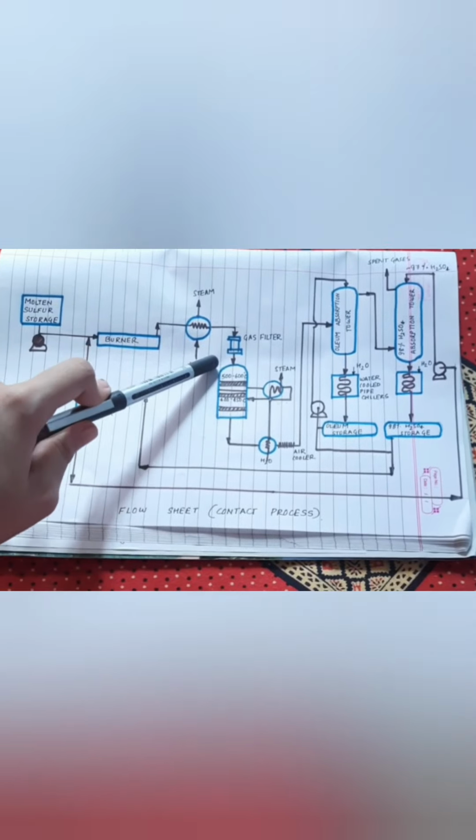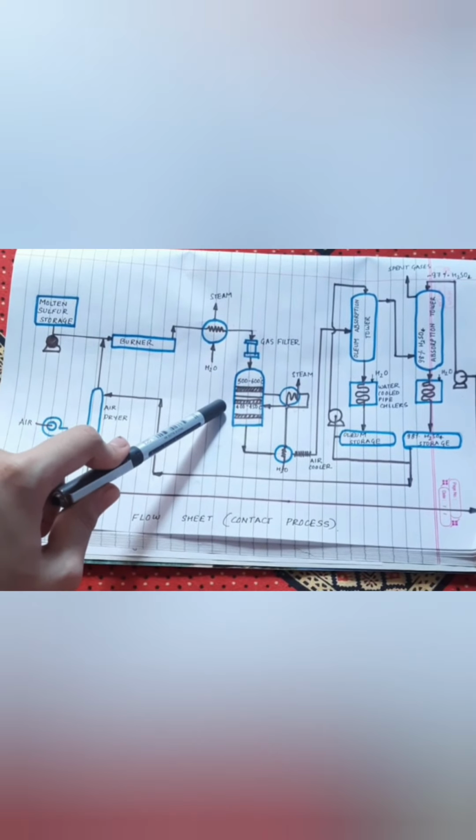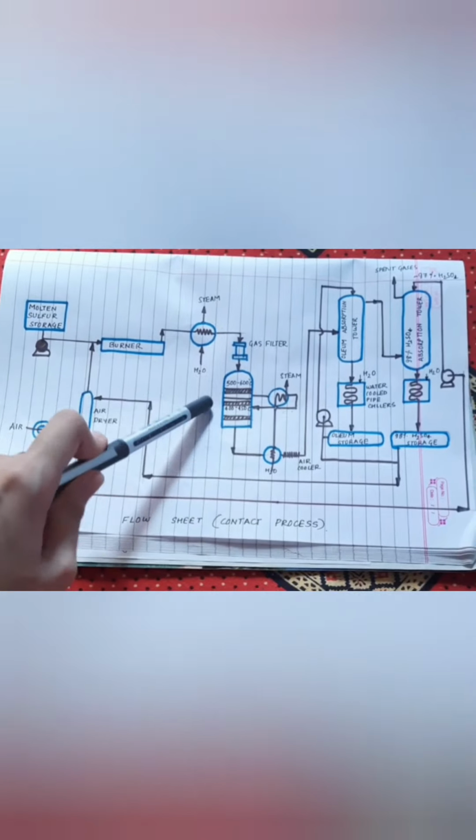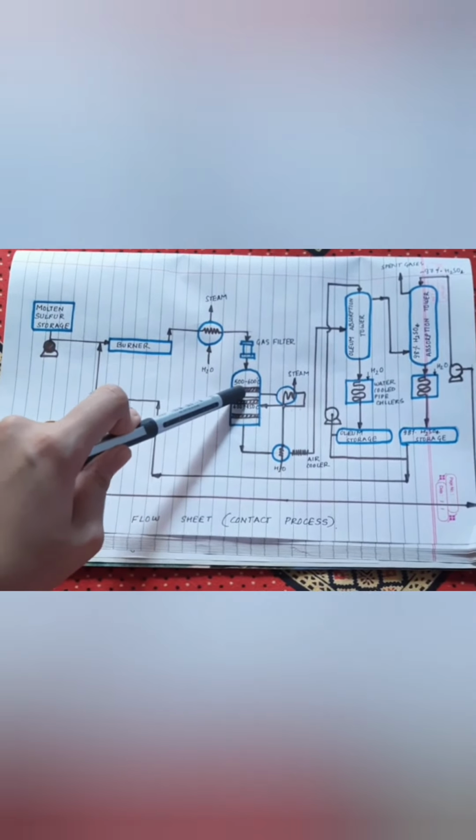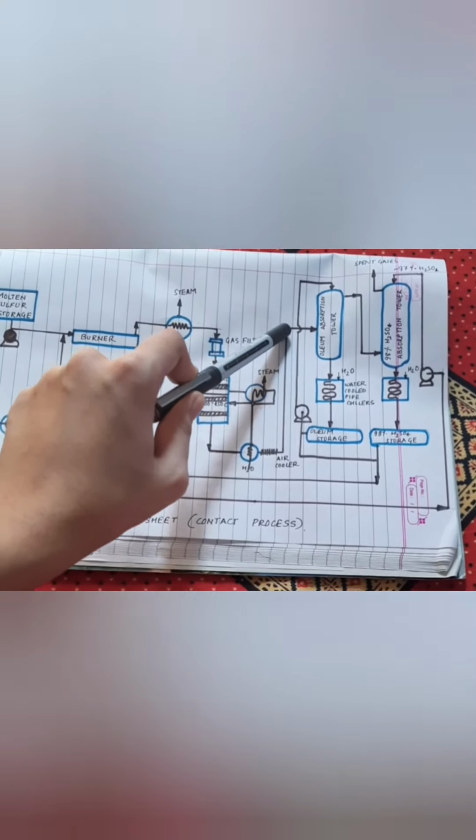So now let's proceed to step 2. Step 2 is to pass through a two-stage catalytic converter. This catalytic converter contains V2O5, vanadium pentoxide, or platinum. As platinum is a costly element, V2O5 is preferred over platinum as a catalyst. Here it is heated to 500 to 600 degrees Celsius and then to 400 to 450 degrees Celsius to obtain SO3. This SO3 formed is passed through an air cooler to reduce its temperature.